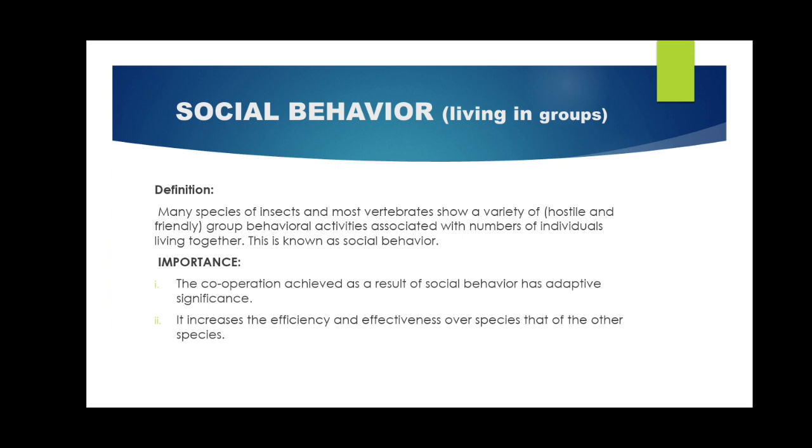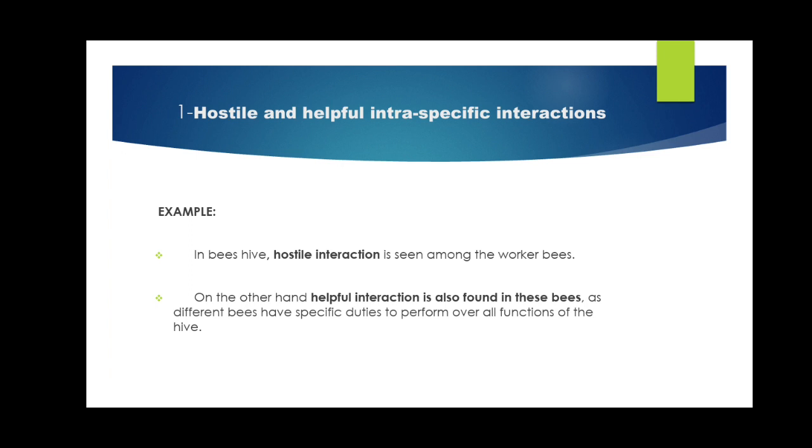So, the hostile and the helpful relationships, which are intraspecific interactions, let's talk about this. This type of behavior can be seen in a bees' hive, and it is also seen in the worker bees within the hive. There can also be helpful interaction, which is also found again in these bees. Different bees have specific duties assigned to them, and they will perform all those duties and the other functions of the hive.